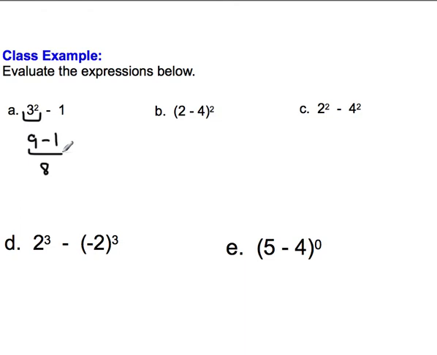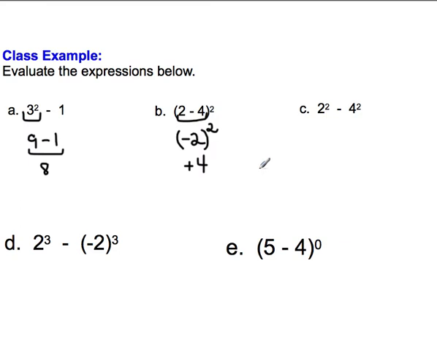So what I do is I put a tray. Notice I'm not putting a line because I don't want it to be confused for division. So I put a tray around the operation that I'm doing. So 9 minus 1 is equal to 8. In this next case, I'm going to do brackets first. So 2 minus 4 is negative 2. And since it started in brackets, it finishes in brackets. And that's really important because now our base is negative 2. It's not positive 2. It's negative 2. Negative 2 to the power of 2 is equal to 4.